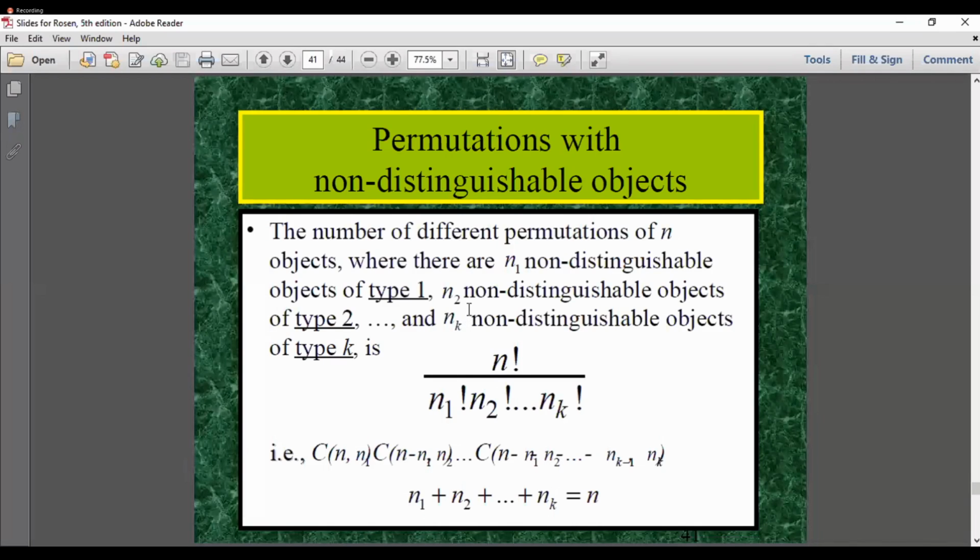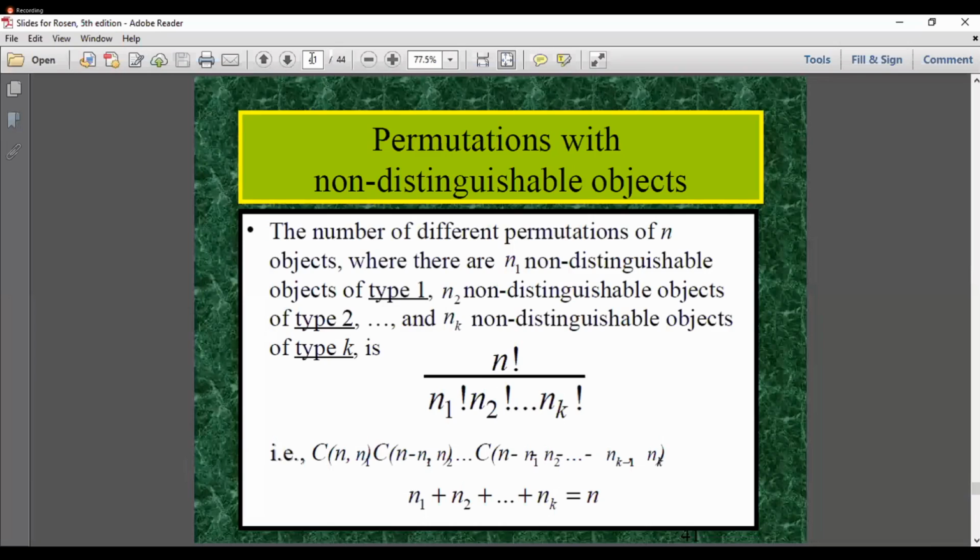How many times are red balls there? n1 times. How many times are yellow balls there? n2 times. So these are the repetitions of individual non-distinguishable objects. So in this case, the permutation formula is n factorial divided by the individual repetitions we are having. Right? So this is the approach corresponding to non-distinguishable objects.